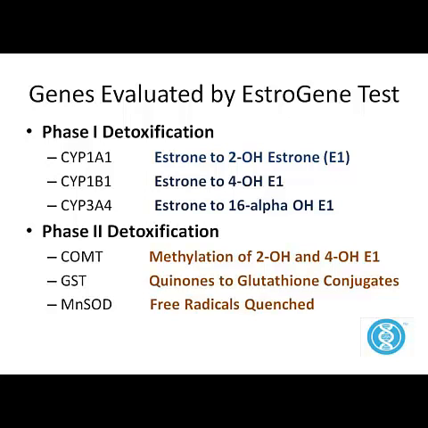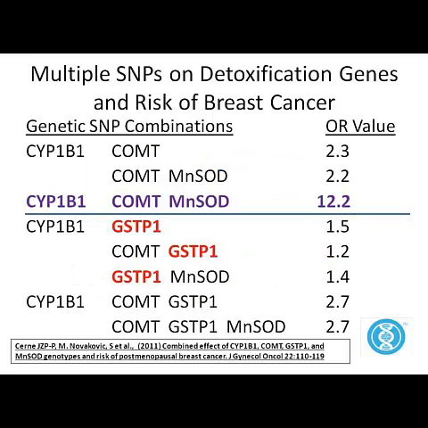Recent advances in genomic testing has now allowed us to evaluate the phase 1 detoxification genes associated with estrogen metabolism, as well as phase 2 detoxification genes. This test is called the estrogen gene test, and as you can see, we cover 6 different genes across many of the different biochemical pathways associated with estrogen metabolism. Until recently, research pertaining to the estrogen detoxification pathway focused on only maybe 1 gene, or at the most 2, and how it affected breast cancer risk.